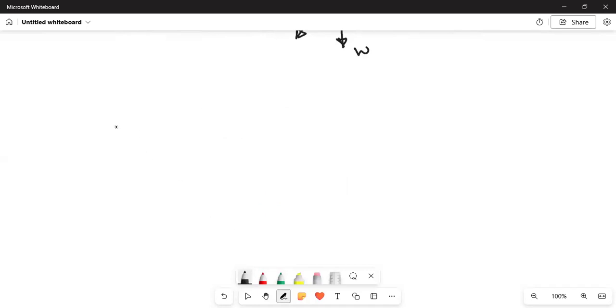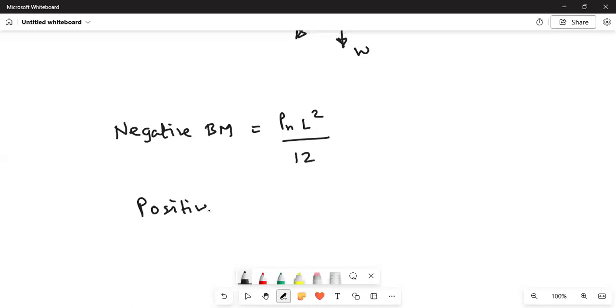So I will find negative bending moment. Negative bending moment equal to Pn L square by 12, if it is a square. If you are dealing with the square slab or rectangular slab for that matter, how to calculate this L, I will tell you in the problem. So negative bending moment, this is the formula. How to calculate Pn, I have given in the formula. Positive bending moment equal to Pn L square divided by 24.